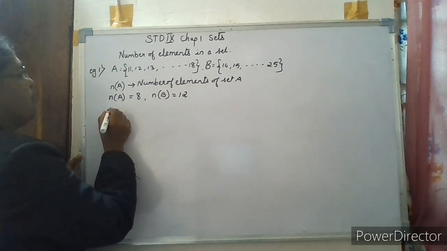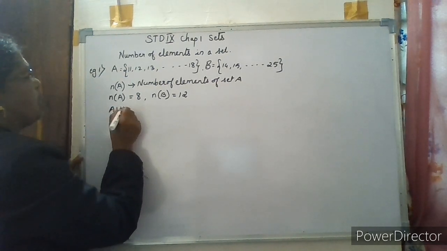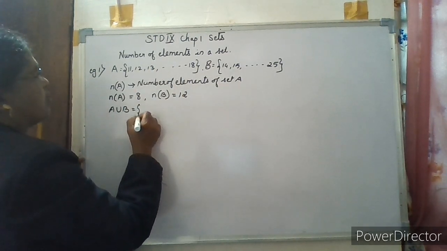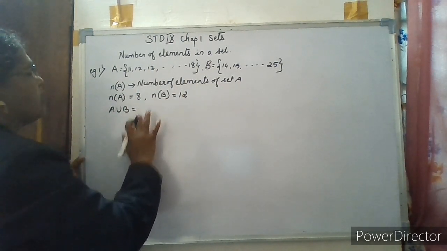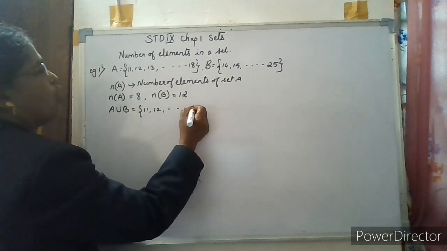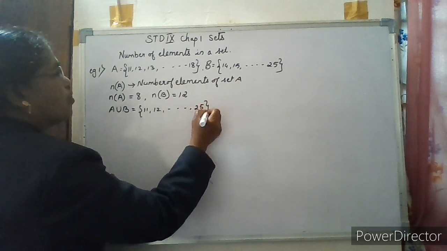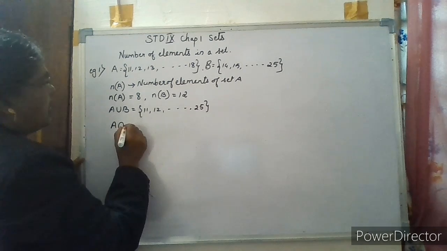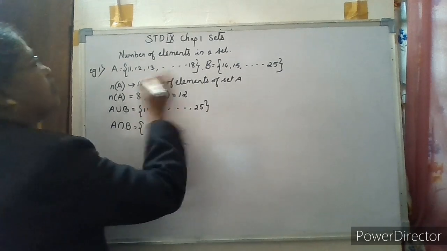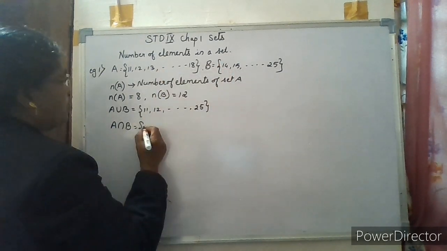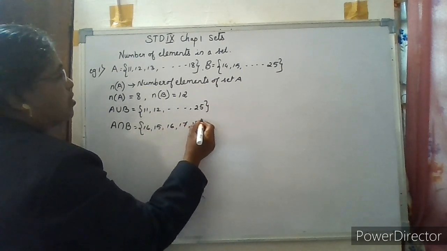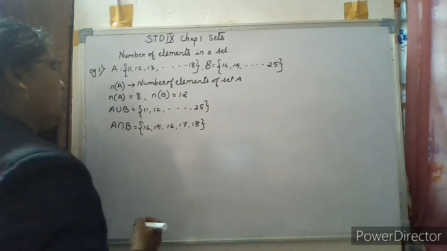Now, we will find A union B. A union B contains all the elements of set A and set B. So it contains 11, 12 and so on up to 25. Now set A intersection set B, that is the common elements between set A and B. So common: here 14 is there, here also 14. 14, 15, 16, 17, 18. This is A intersection B.